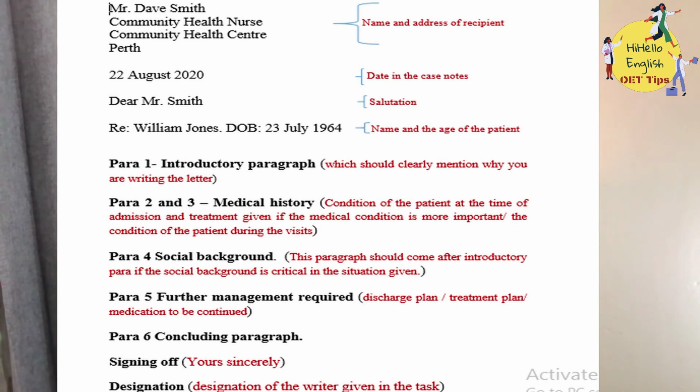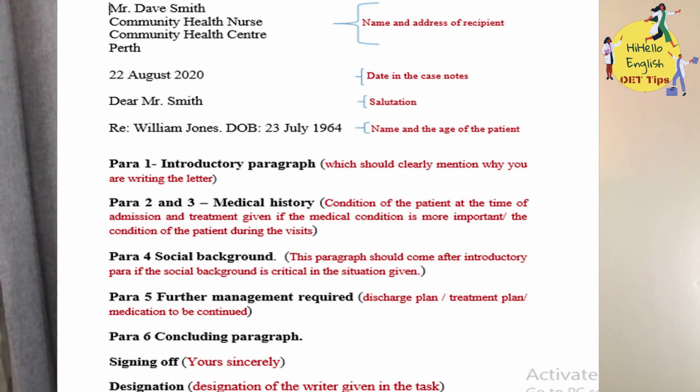Let me give you a general framework or an idea of how letters should be organized. First, keep in mind that everything you write should start from the left margin. The letter should start with the full name of the recipient and the address, followed by the date, which will be the date of your OET test. It is better to write the date in expanded form.